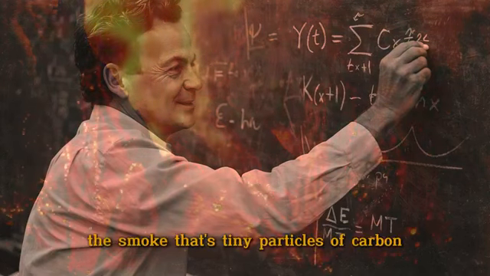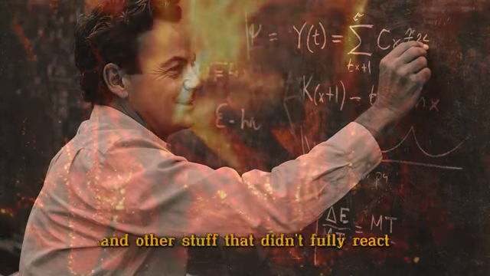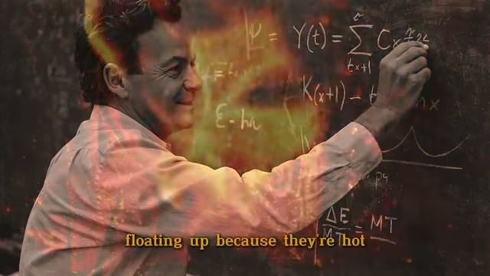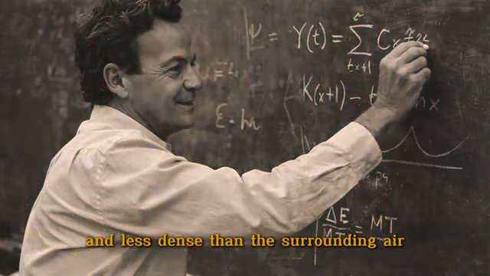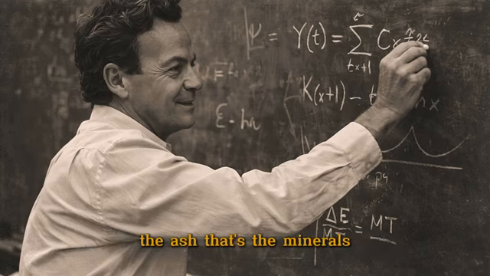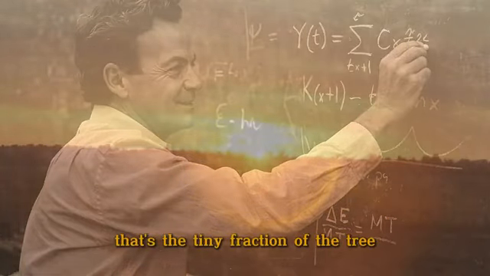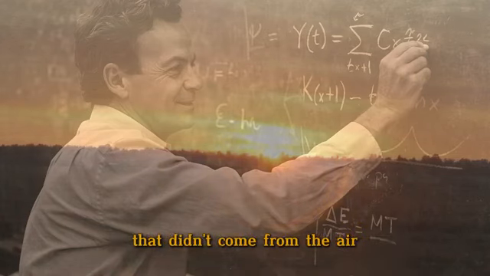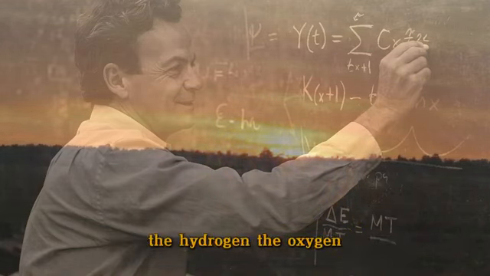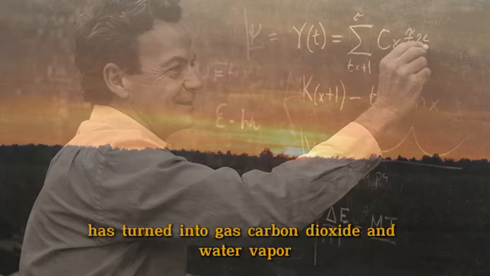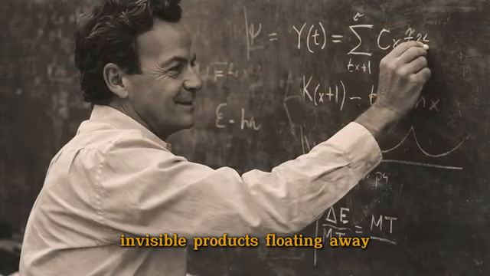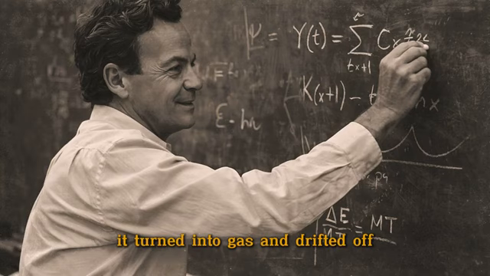The smoke, that's tiny particles of carbon and other stuff that didn't fully react, floating up because they're hot and less dense than the surrounding air. The ash, that's the minerals, the stuff that wasn't carbon, the bits that came from the soil. That's the tiny fraction of the tree that didn't come from the air. Everything else, the carbon, the hydrogen, the oxygen, has turned into gas, carbon dioxide and water vapor, invisible products floating away. The mass didn't disappear. It turned into gas and drifted off.